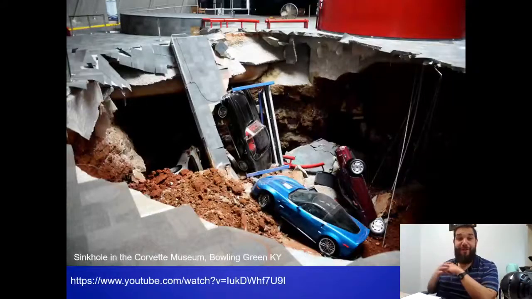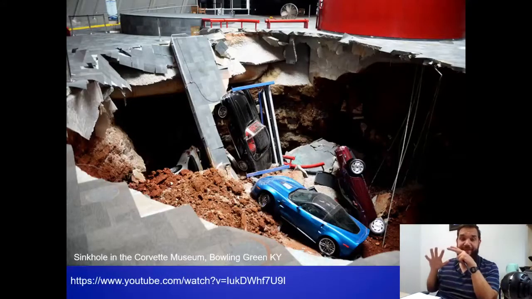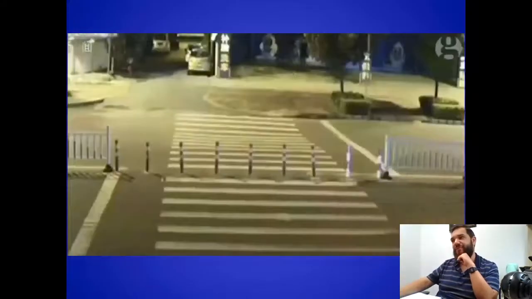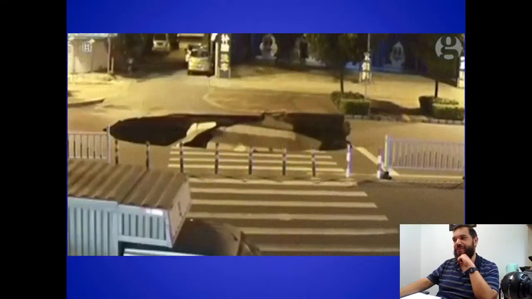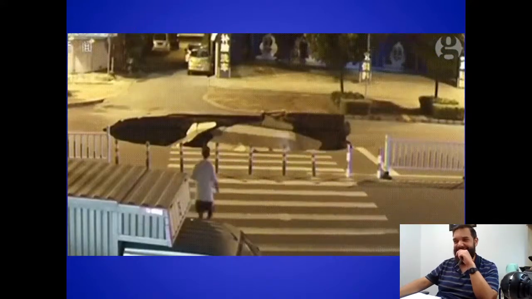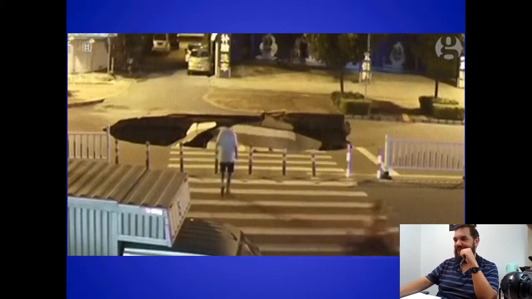There's a real famous example of caves collapsing and forming sinkholes that actually struck the National Corvette Museum in Bowling Green, Kentucky, not too long ago. This was a few years ago, maybe 2018 or 2019. So anyway, here's a sinkhole actually forming, caught right on camera in China. I thought this was crazy. Sinkhole forms, and then this dude just drives right into the sinkhole. I think he was okay, but it is funny.